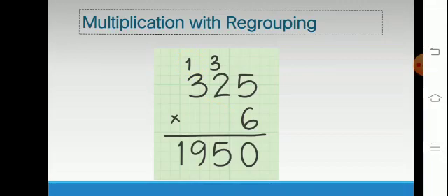So the product of 325 and 6 is 1950. Now another example. The multiplicand is 1172. The multiplier is 4. Start multiplying from the very first place, which is ones place.